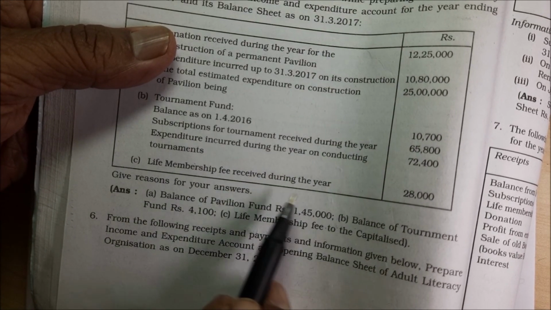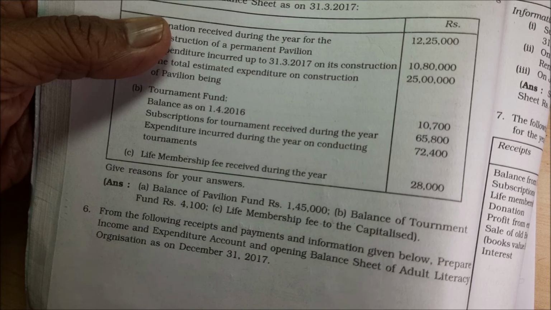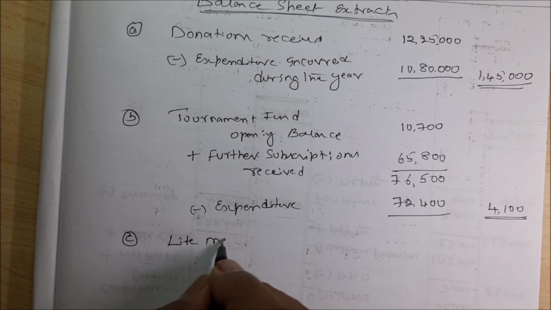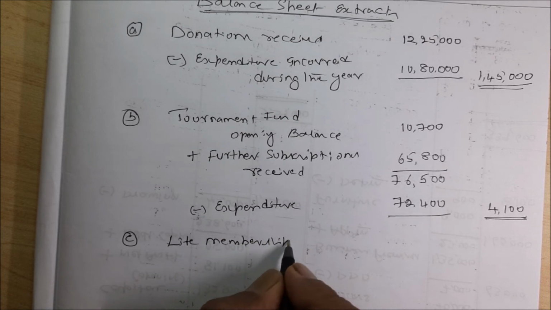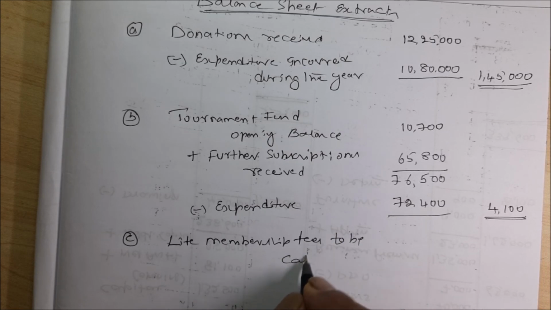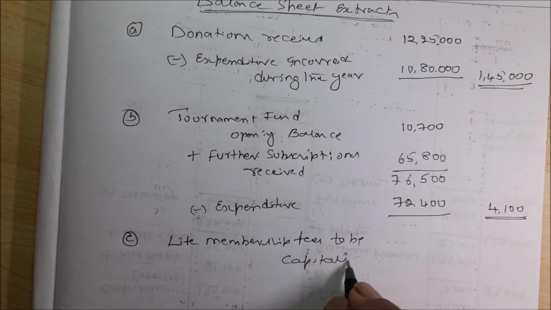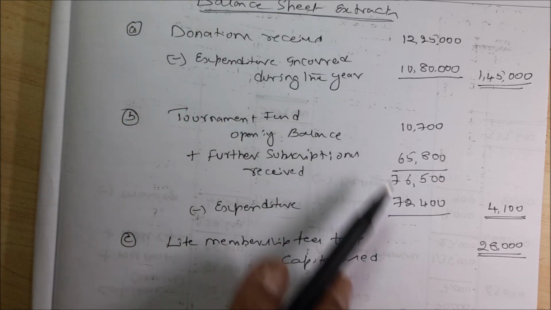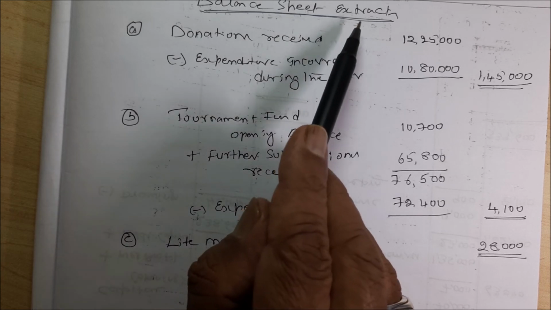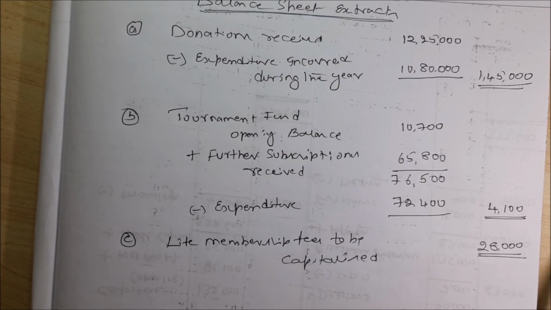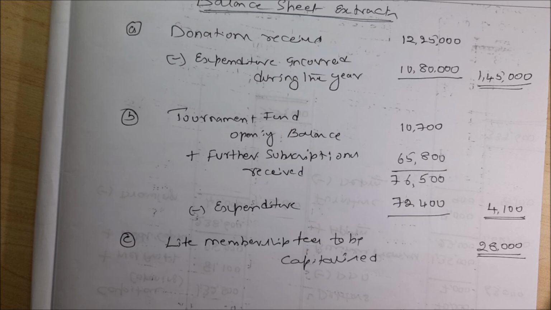Then C. What is it that they have given? Life membership fee received during the year. So it should be capitalized. Life membership fees to be capitalized because it is received only once in a lifetime, 28,000. So these are all liability side of the balance sheet. That's why I have written extracts. So extracts of 3 items, if you write like this, if they give it for 6 marks, we can easily take 6 marks out of this, right?